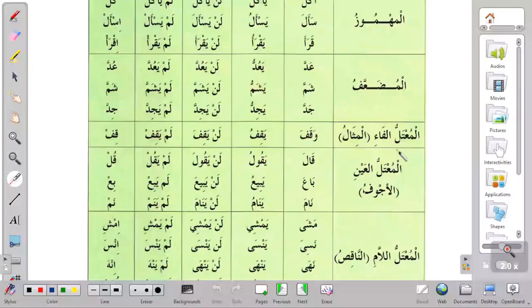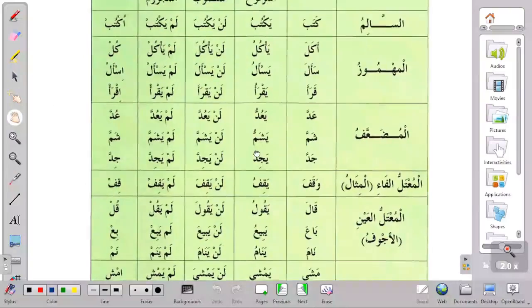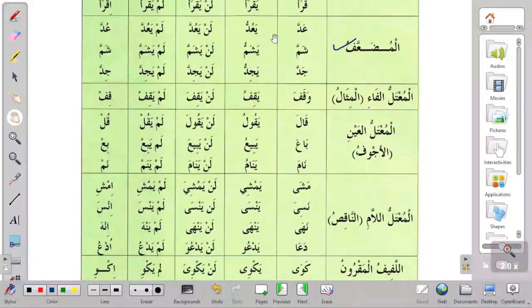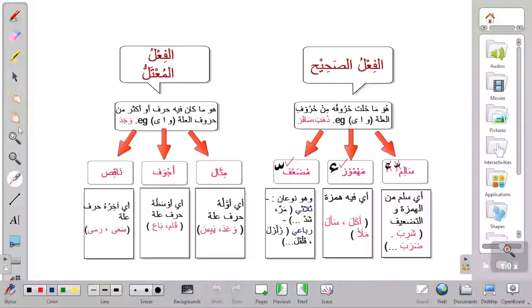Then from there, that's the first three divisions that we have. The salim verbs that you have seen here, followed by mahmuz verbs, then followed by mudha'af verbs, and that's the summary for them. Now let's look at the last three, what you are seeing here. I hope that is clear. So look at this table here.